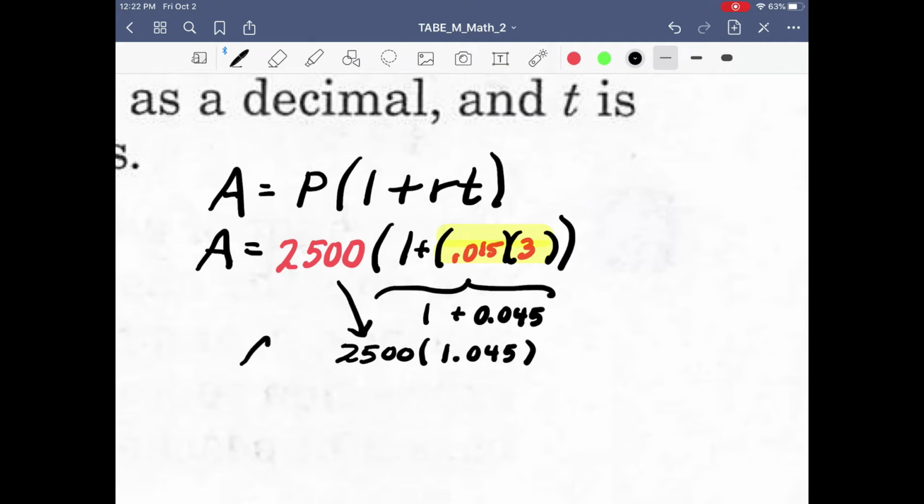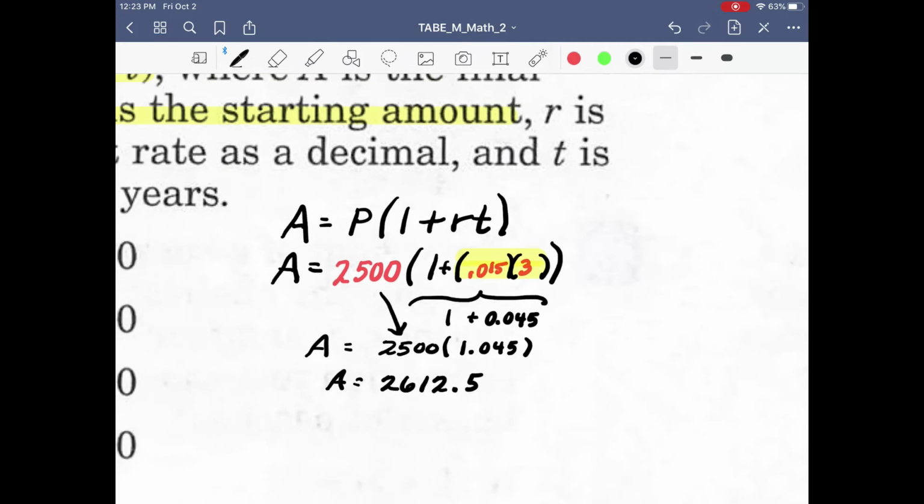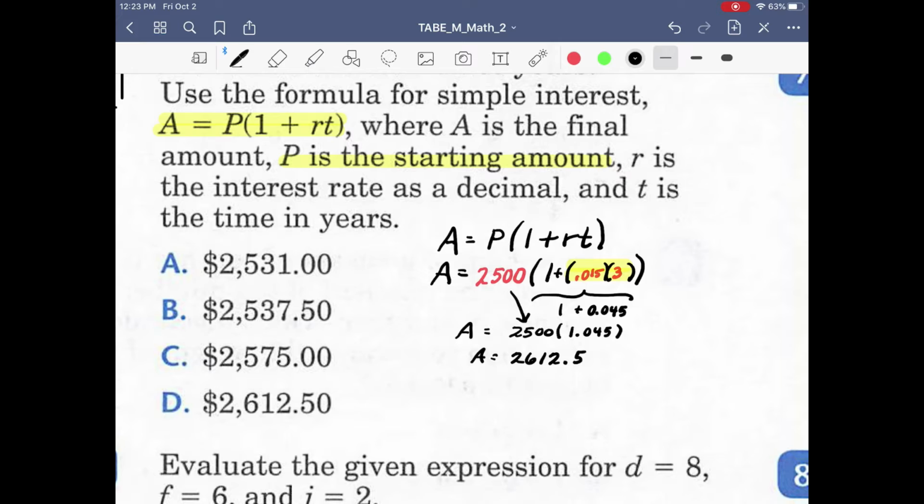So the amount that he will have is 2,500 times 1.045, and that amount is 2612.5. And I like D as my answer on this one. This is not an easy work page, guys. This practice page is tough.